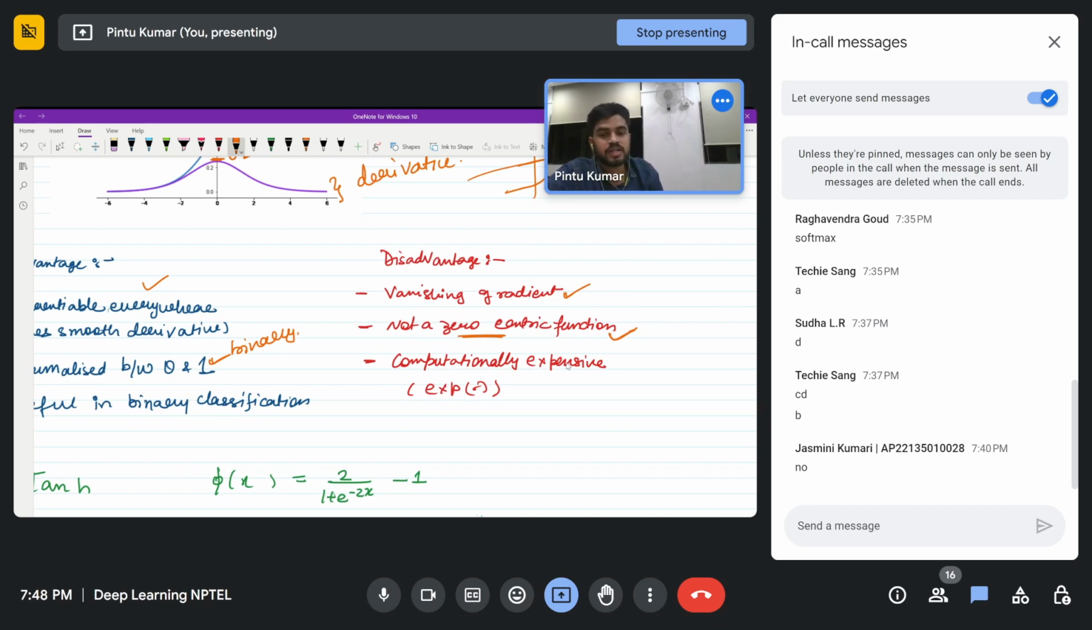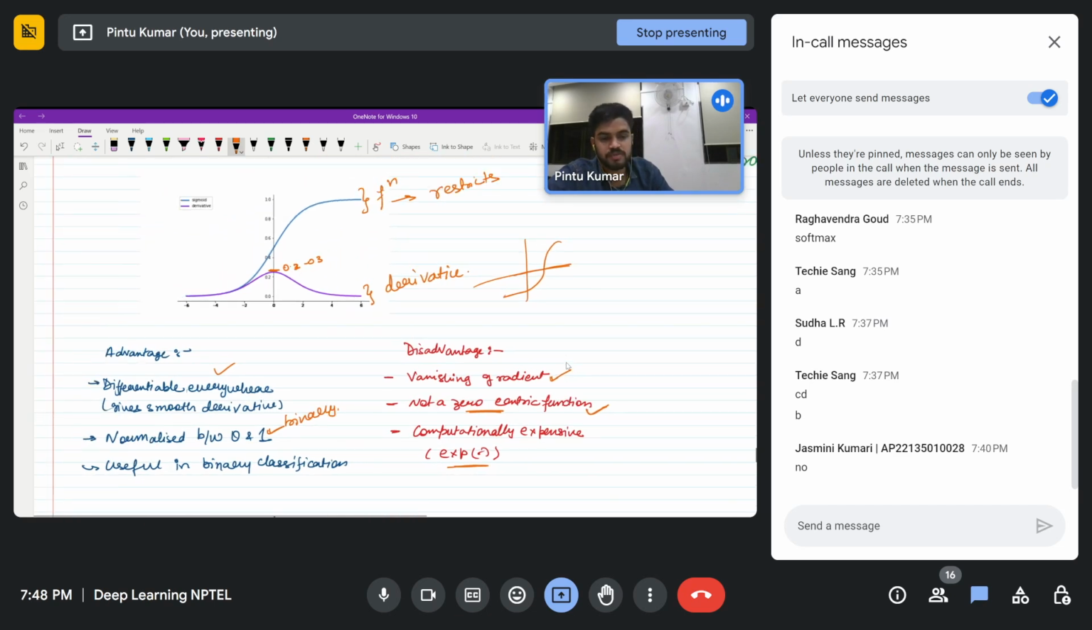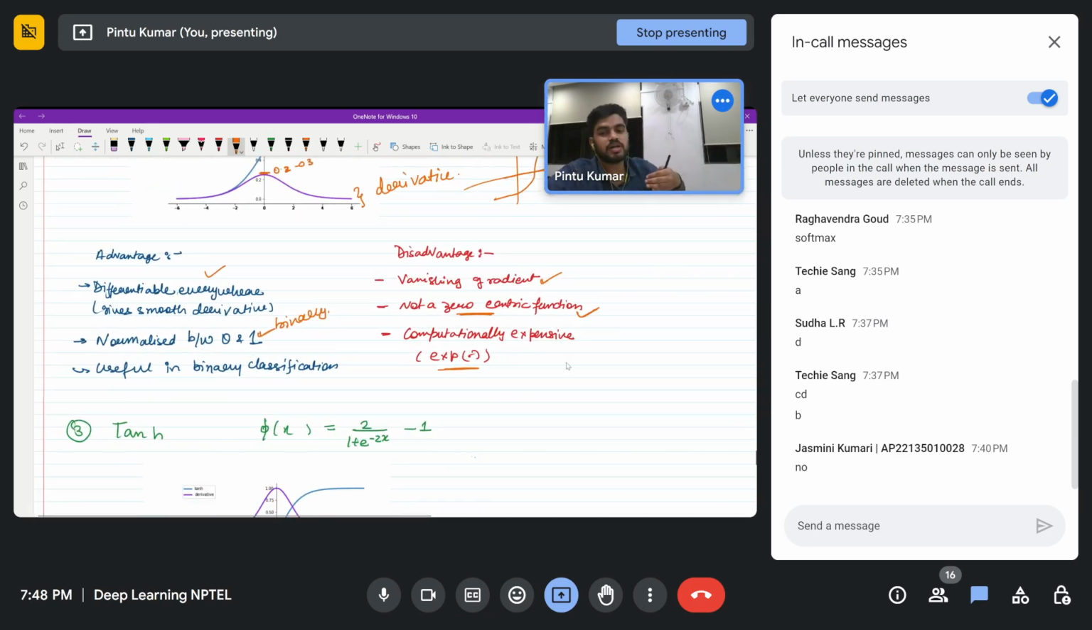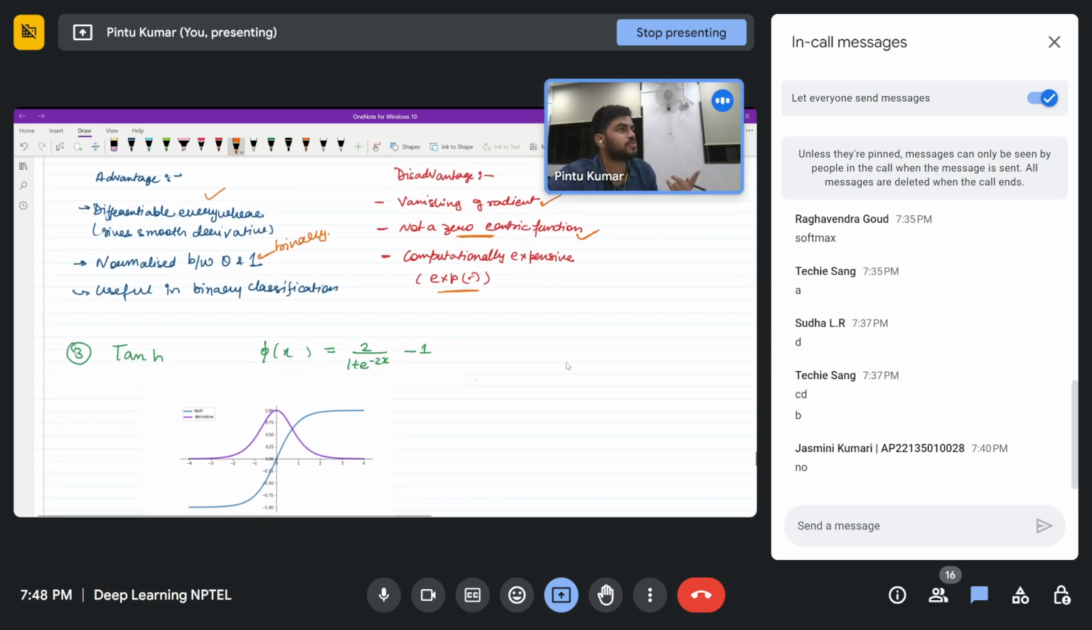Another thing is that we have to calculate the exponential value, which is computationally expensive, so we want to avoid going into exponential values. Okay, this was related to the sigmoid function. I am just skipping through it, but I'll upload this, so when you are using it, this might be useful to you.